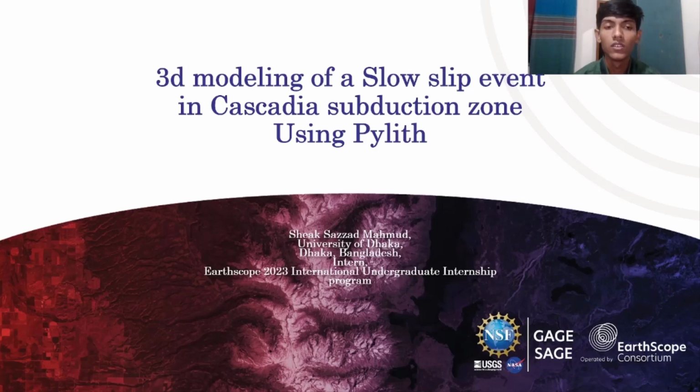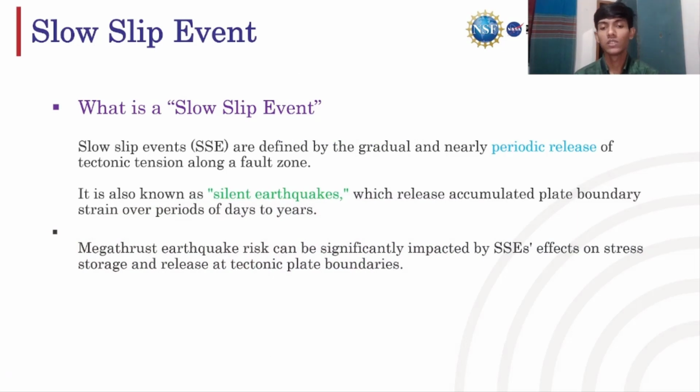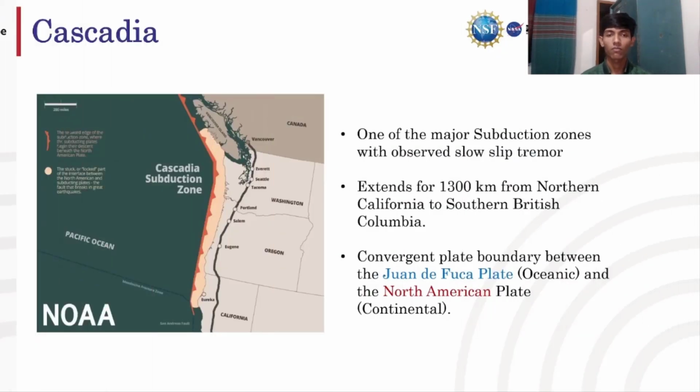The project for my summer internship was 3D modeling of slow slip events in the Cascadia subduction zone using PyLith. So what is a slow slip event? A slow slip event is a gradual and slow periodic release of tectonic stresses. It is also known as silent earthquakes. Slow slip events can significantly impact the megaquakes in the region by accumulating stress and creating a stress storage area, and then releasing it on tectonic plate boundaries.